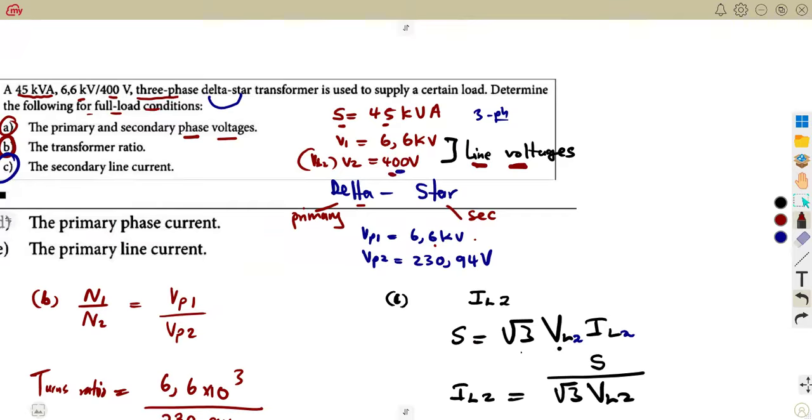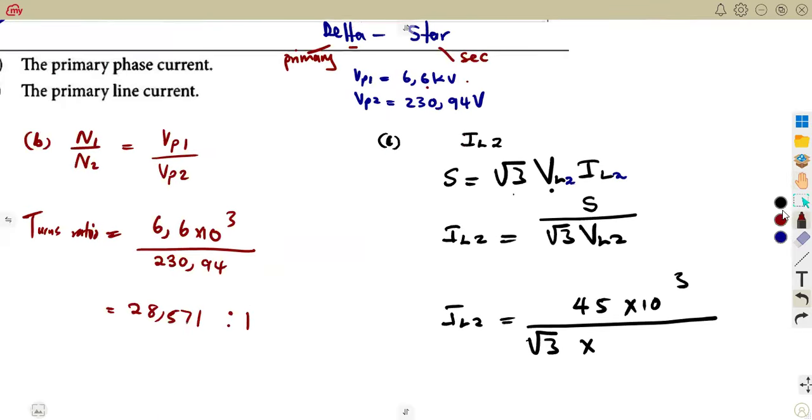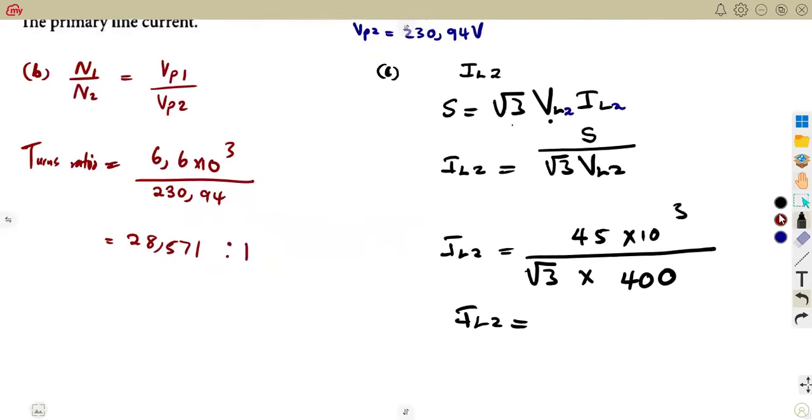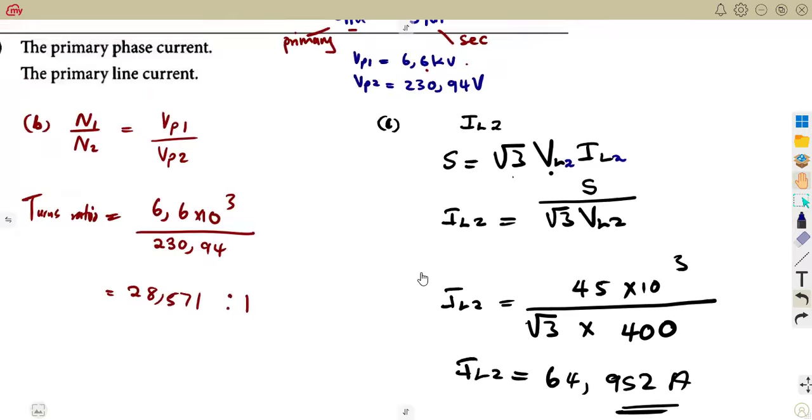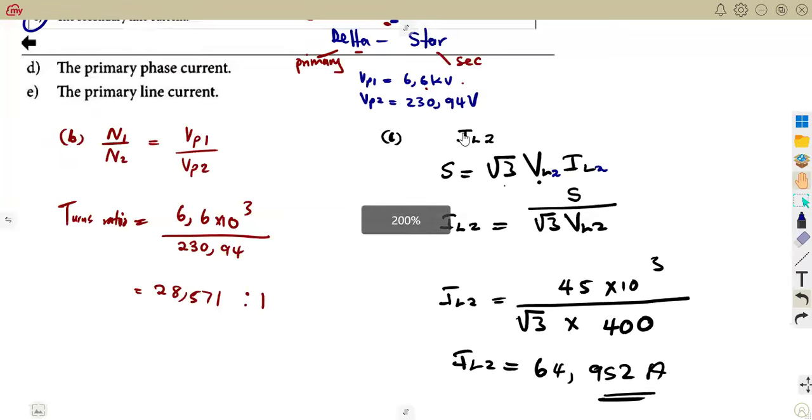And that is 400 volts. So this is times 400. So with this, we are going to obtain the current of the secondary side. On the secondary side, the line current was going to be given as 64.952 amps. If we use our calculators properly, that is what you are going to have at the end. So you just have to be careful, because you are not always given this complete information. If there was somewhere where the phase is given, then you're going to consider that.